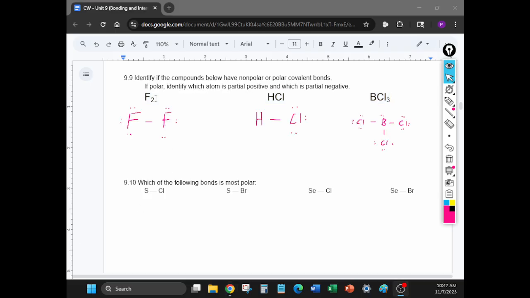All right, so F2 is pretty simple. F has 7 valence electrons, and there are 2 of them, so 14: 2, 4, 6, 8, 10, 12, 14. If we look at this, you've got the same element on both sides. So is this polar or non-polar? This is non-polar because there's no element that is more electronegative. They're the same, so this is going to be a non-polar bond.